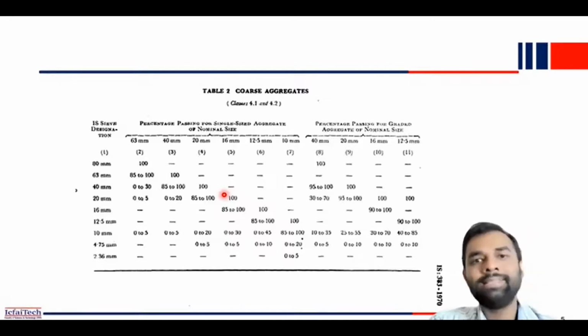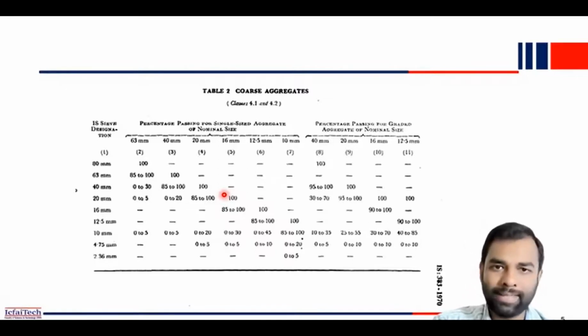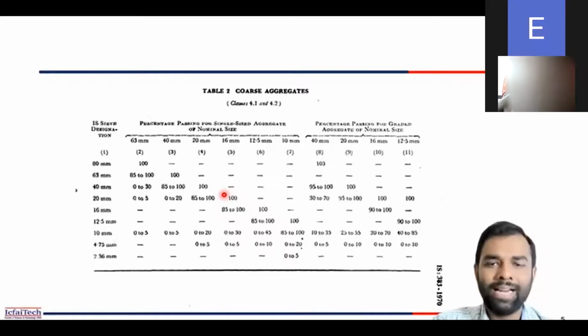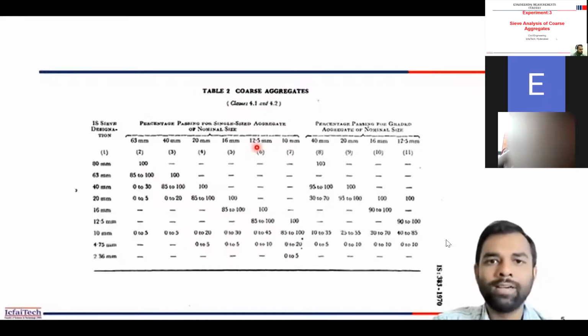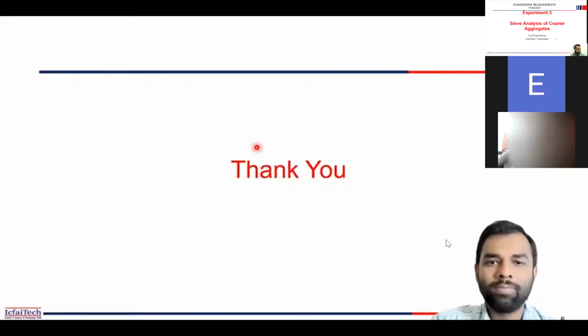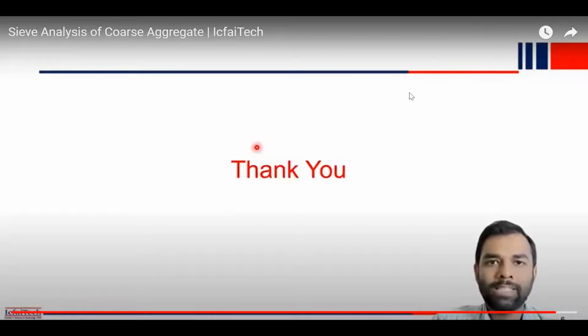So like that, for any sample we have to run trials 3 times. We have to repeat the experiment 3 times, then find out the average value, and match it with the column it corresponds to, and corresponding to that will be the nominal size of the aggregate that will be used for construction purposes. So in this experiment, we have learned how to find out the nominal diameter of aggregate using simple sieve analysis.